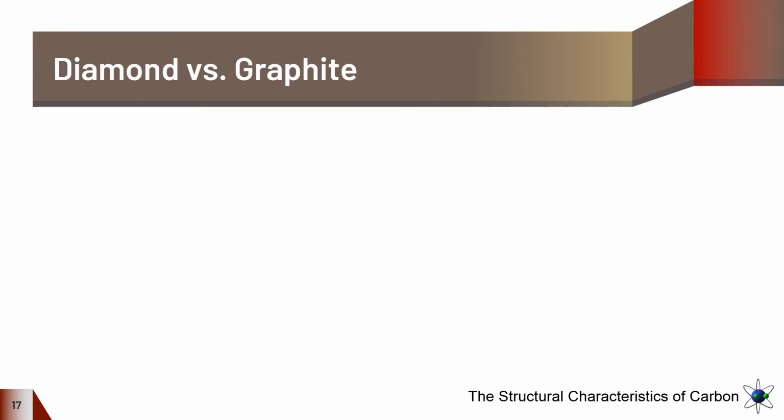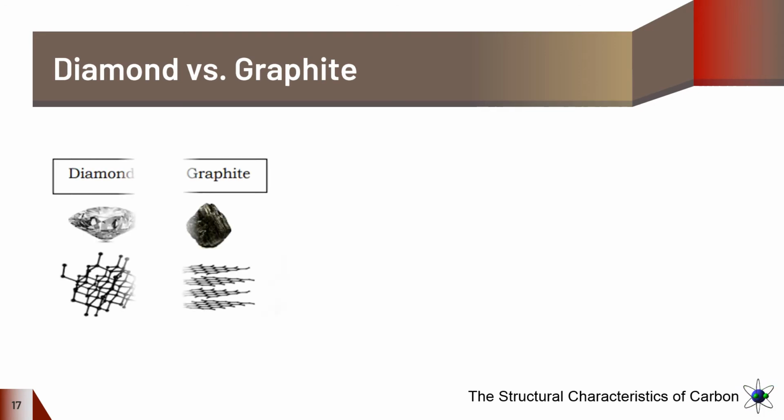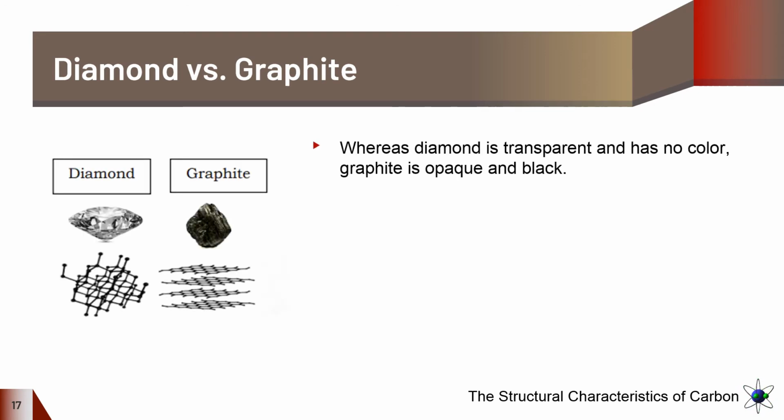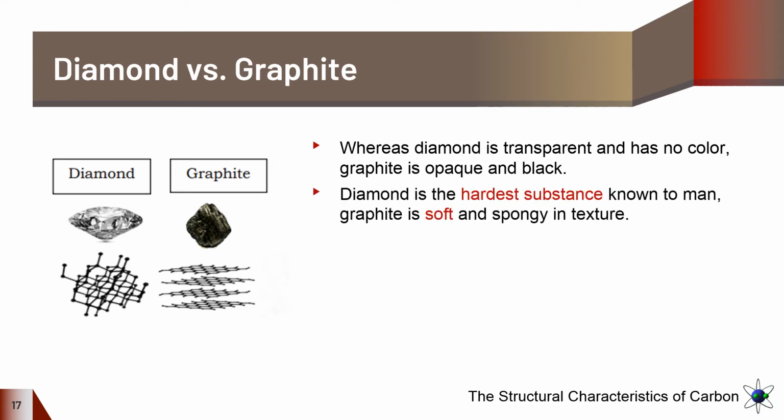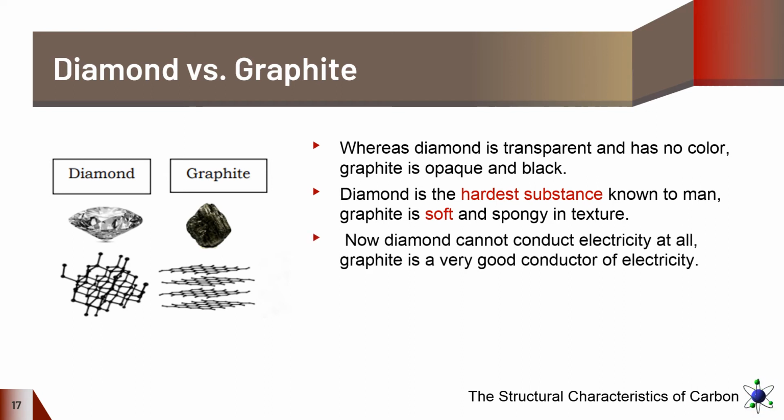Now let us compare diamond and graphite as an allotrope of carbon. So as you can see in the illustration, diamond is transparent and has no color. On the other hand, graphite is opaque and black. Diamond is the hardest substance known to man. Graphite is soft and spongy in texture.